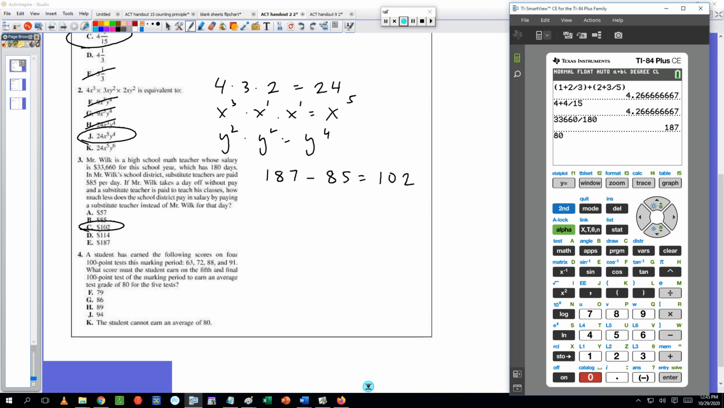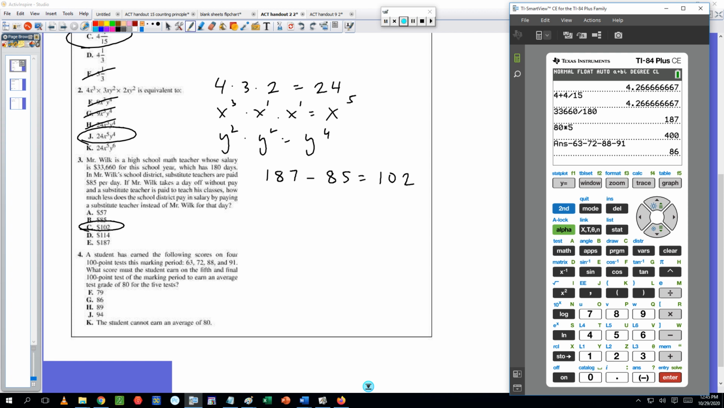So 80 times 5 is the total that he needs to make in points. Subtract 63, subtract 72, 88, and subtract 91. He needs to make an 86. G.